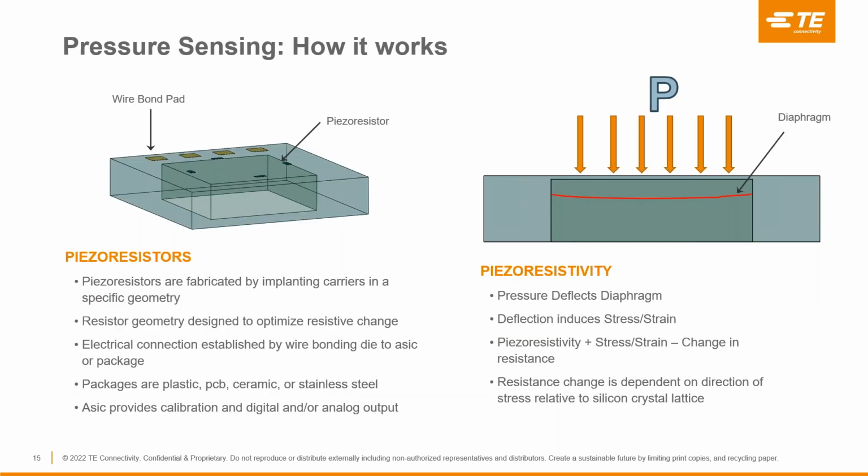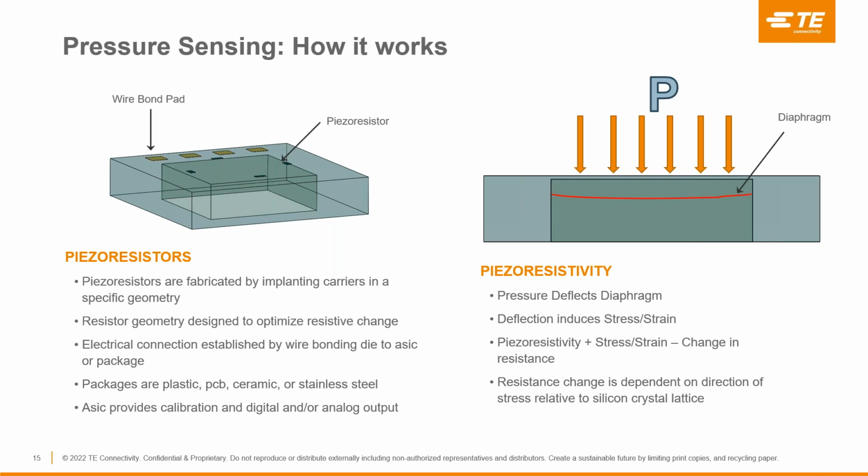Next, let's talk about pressure sensor, how it works. TE has multiple pressure sensing technologies. In this example, I want to talk about piezo-resistive pressure die. On the left, you can see a die construction. Piezo resistors are made by implanting carriers in a specific geometry to optimize resistive changes.